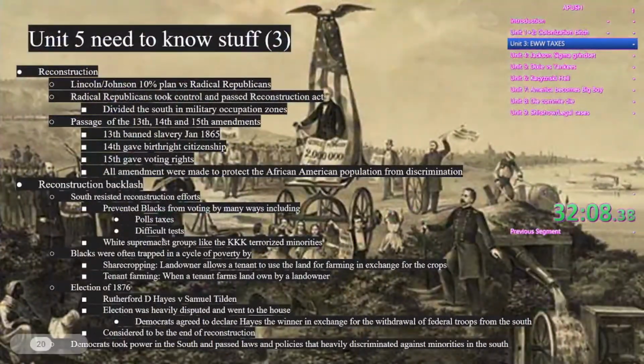Now, onwards to Reconstruction. For Reconstruction, you should just note Lincoln's and Johnson's 10% plan versus the radical Republicans. The radical Republicans wanted to punish the South more, while Lincoln and Johnson had a much softer approach to the South. The radical Republicans took control of Reconstruction after the election, after Ulysses S. Grant became president.